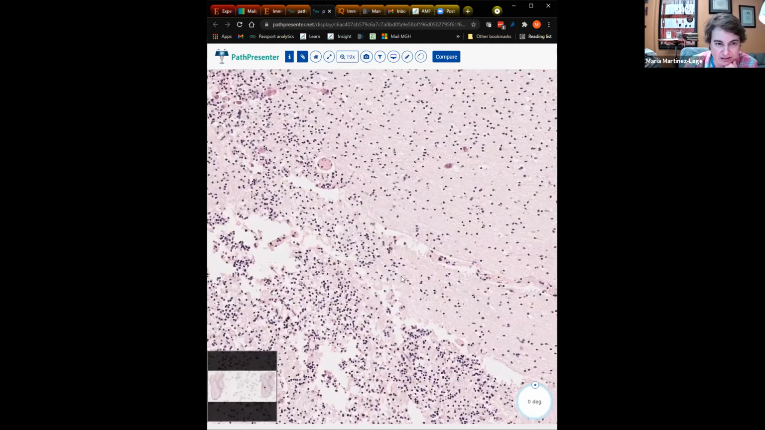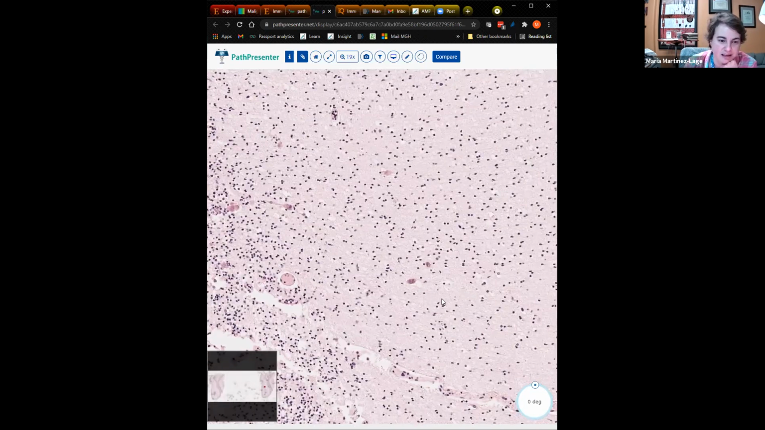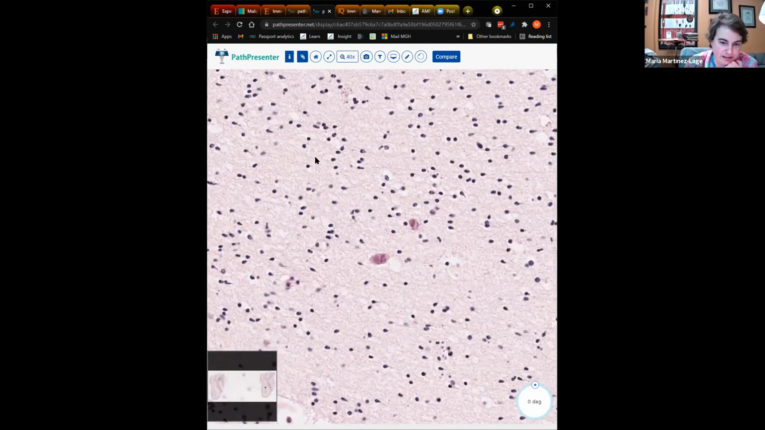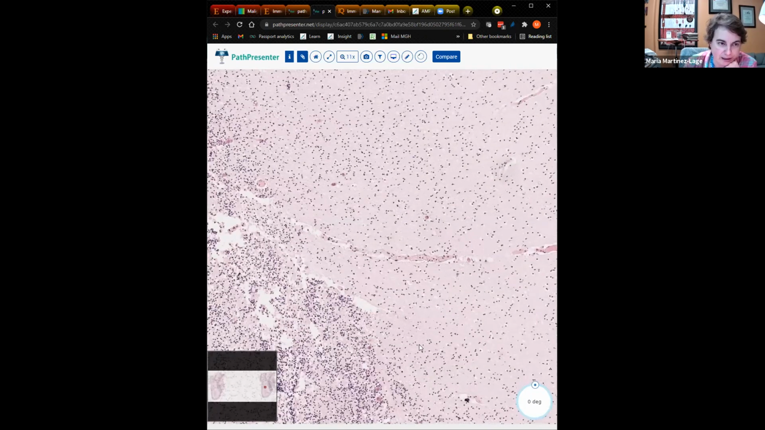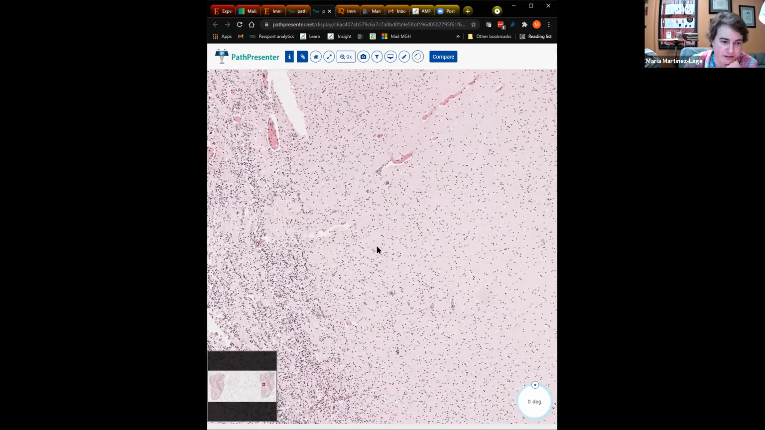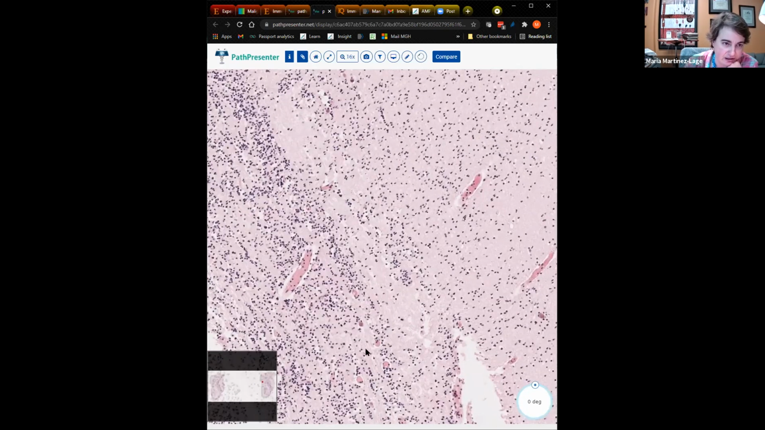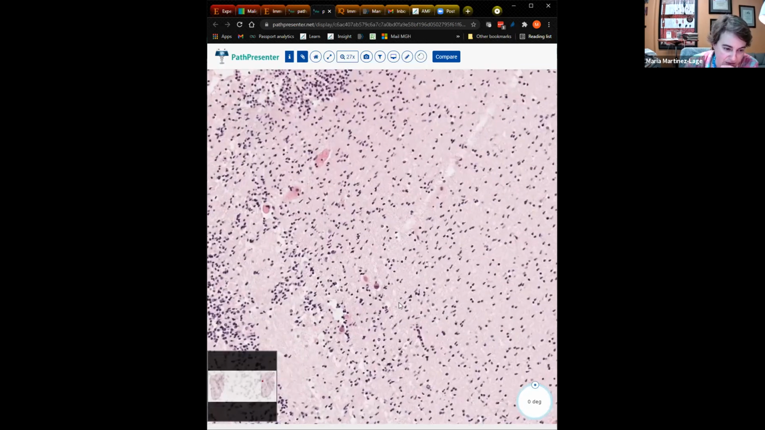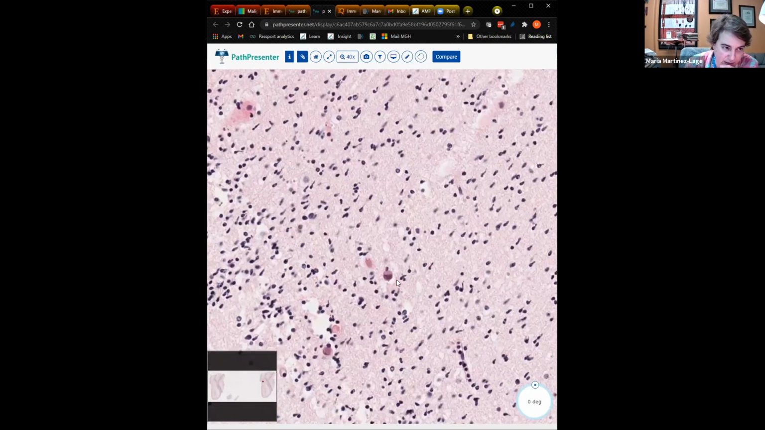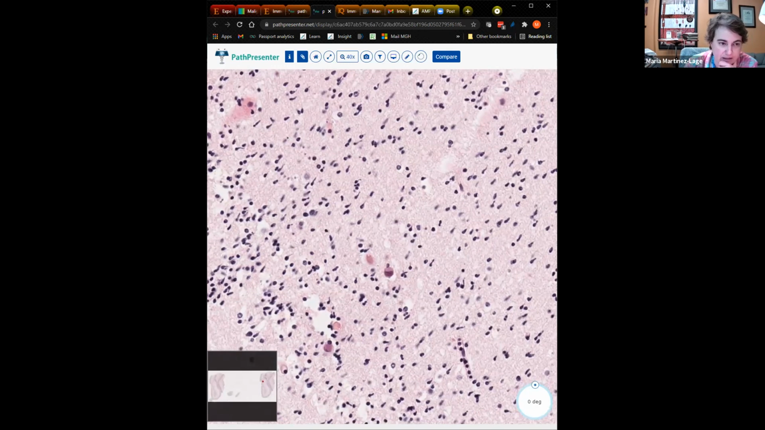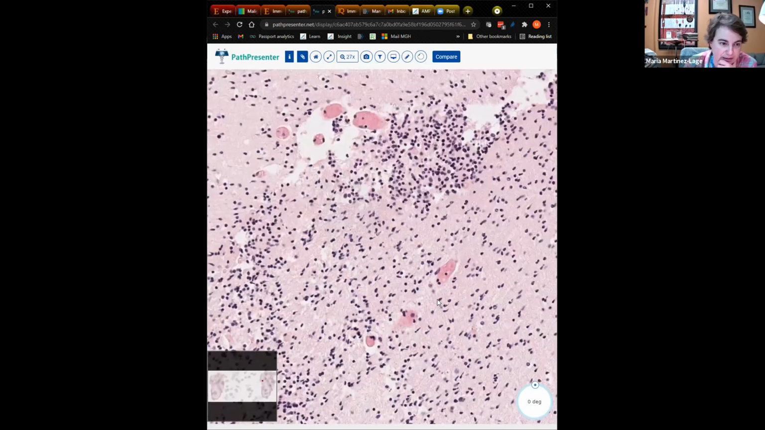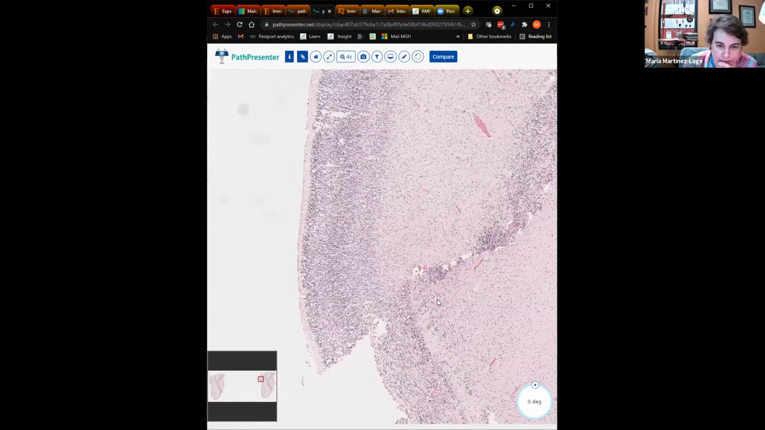Occasionally, if it's been a little bit of time since the infection, the viral cytopathic changes are gone, and all that you have left is gliosis and calcification of the brain, which may mimic periventricular leukomalacia or a hypoxic ischemic injury in development. But these are very nice examples of cytomegalovirus inclusions in a developing brain.